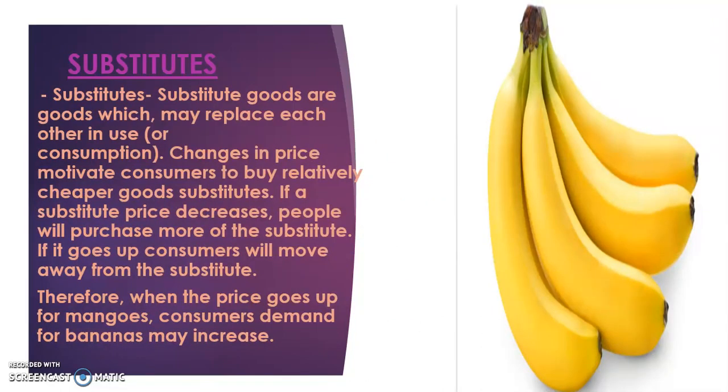Substitutes. Substitute goods are goods which may replace each other in use or consumption. Changes in price motivate consumers to buy relatively cheaper substitute goods. If a substitute's price decreases, people will purchase more of the substitute. If it goes up, consumers will move away from the substitute. Therefore, when the price goes up for mangoes, for example, consumers' demand for bananas may increase.